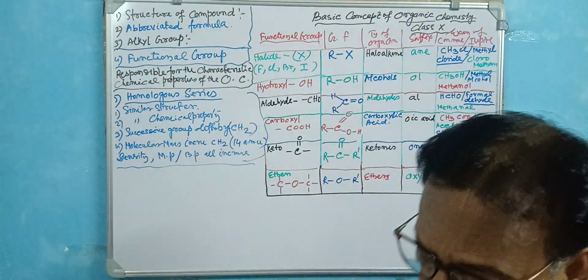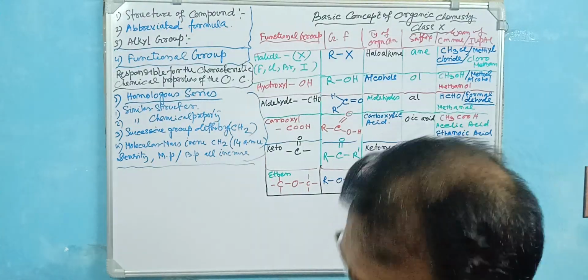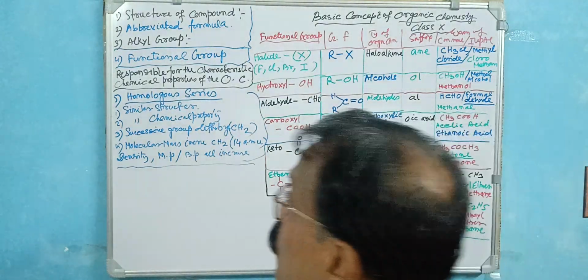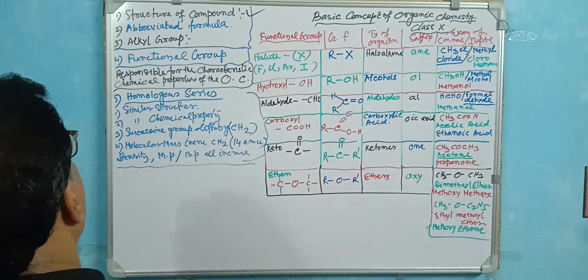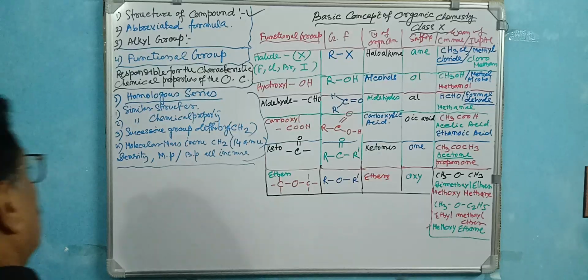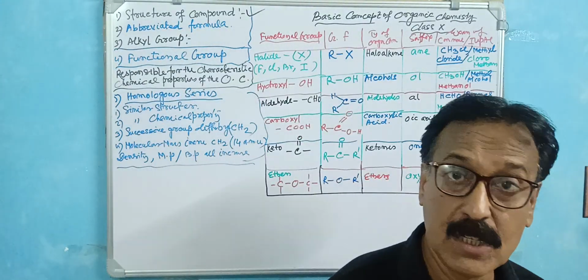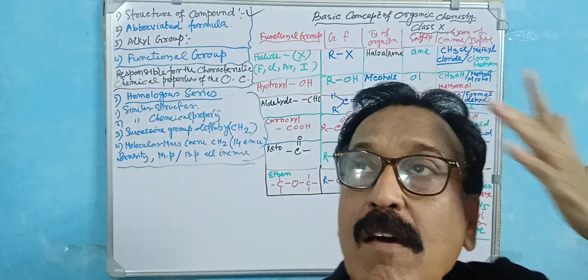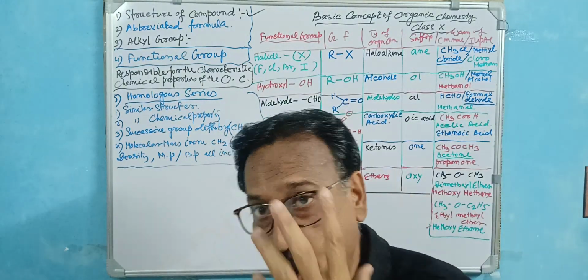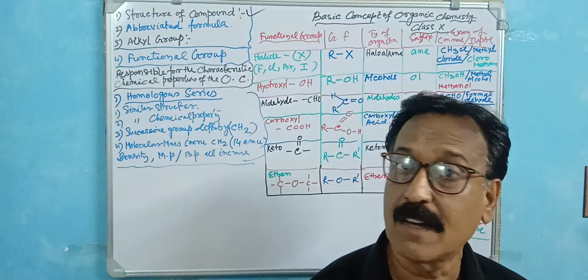Okay, number one, the structure of compound. This is very important. The structure of compound is the first important thing. Structure of compound means, suppose butane. You know, one is methane, two is ethane, three is propane, four is butane. Four means four carbons. Okay. So everywhere you always complete the four hands in the carbon.